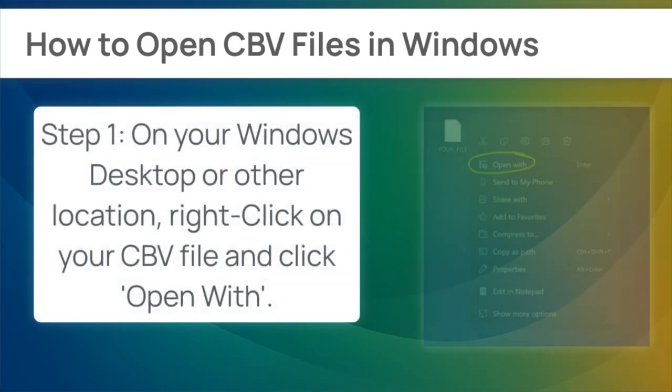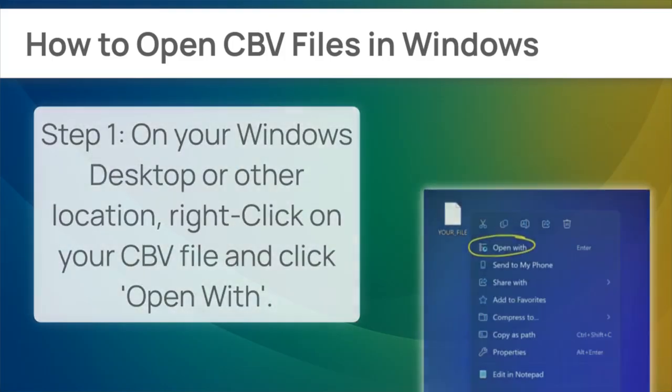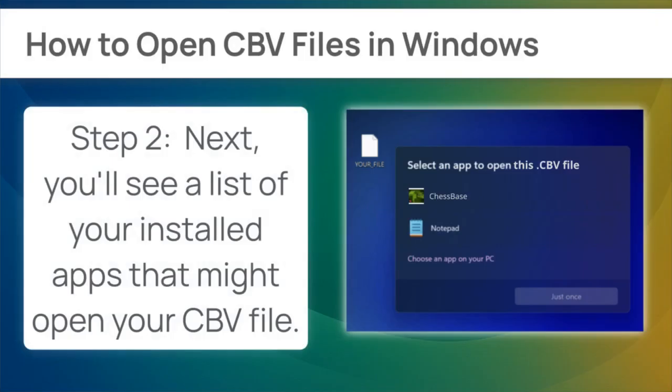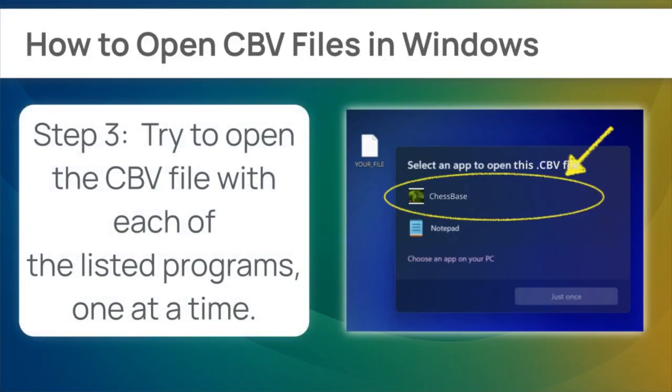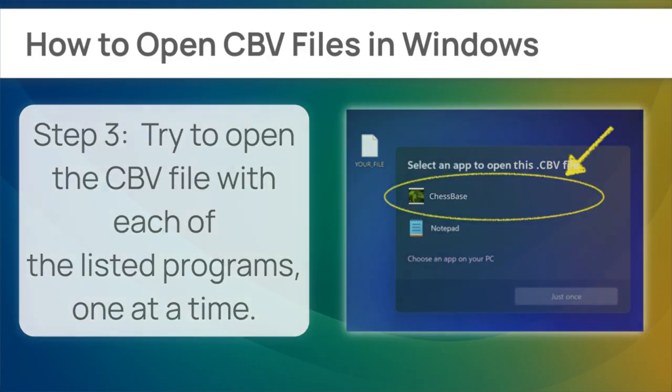Let's verify the file's compatibility against known readers. Right-click the CBV file and select Open with. Test ChessBase if it appears. If not, choose another program. Different software handles the CBV format uniquely.